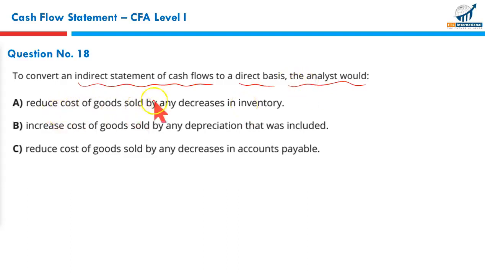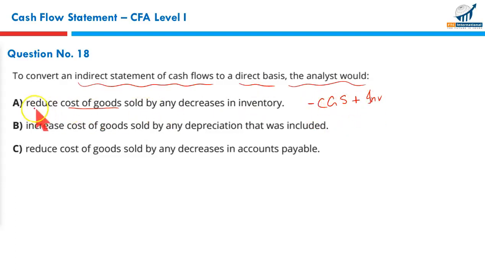Reduce cost of goods sold. Cost of goods sold is already an outflow. We need to make an adjustment in cost of goods sold. Reduce cost of goods sold by decrease in inventory. Now this is interesting. CGS itself is shown as a negative because it's an outflow. Decrease in inventory over the period represents an inflow. Decrease in inventory is an inflow.